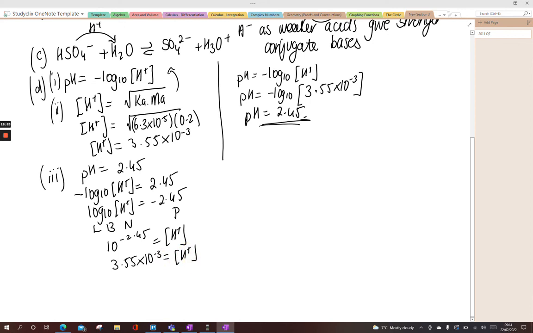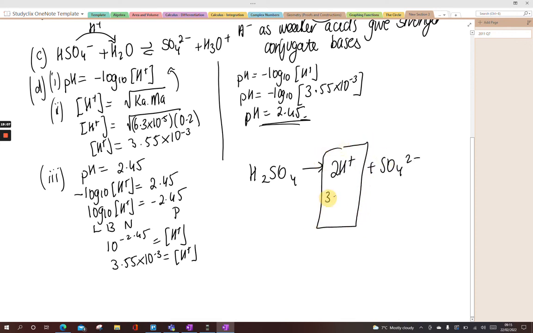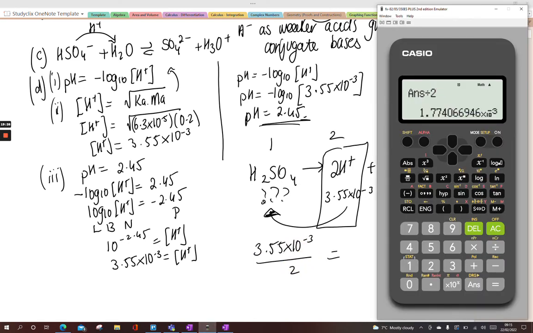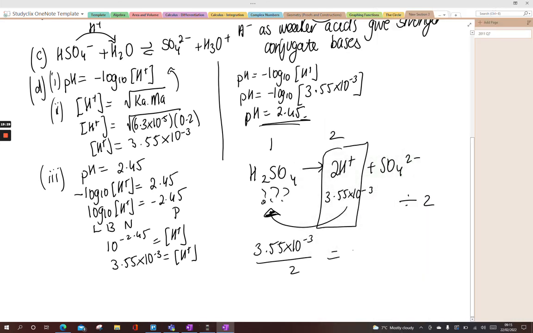And they've asked for the concentration of sulfuric acid. Think about sulfuric acid. It's one of these ones, alarm bells should be ringing. It's a dibasic acid, so it splits up into that. We know its hydrogen ion concentration there is 3.55 by 10 to the minus 3. What's the ratio? 1:2. So how do we go back to work out the concentration of sulfuric acid? We divide it by 2. So 3.55 by 10 to the minus 3 all over 2. Answer, 1.77 by 10 to the minus 3. And that's it.